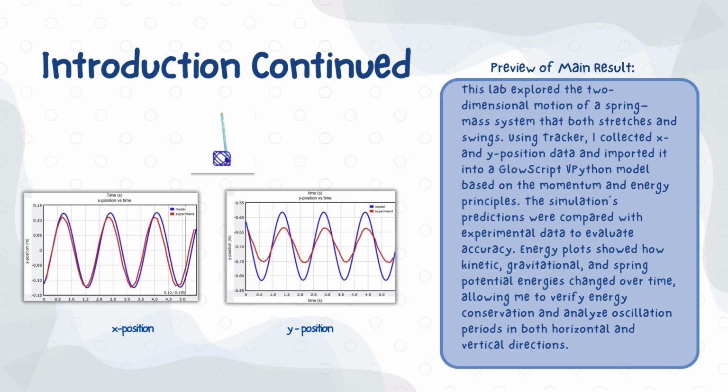This lab explored the two-dimensional motion of a spring mass system that both stretches and swings. Using Tracker, I collected the x and y position data and imported it into a GlowScript Python model based on the momentum and energy principles. The simulation's predictions were compared with experimental data to evaluate accuracy. Energy plots showed how kinetic, gravitational, and spring potential energies changed over time, allowing me to verify energy conservation and analyze oscillation periods in both horizontal and vertical directions.